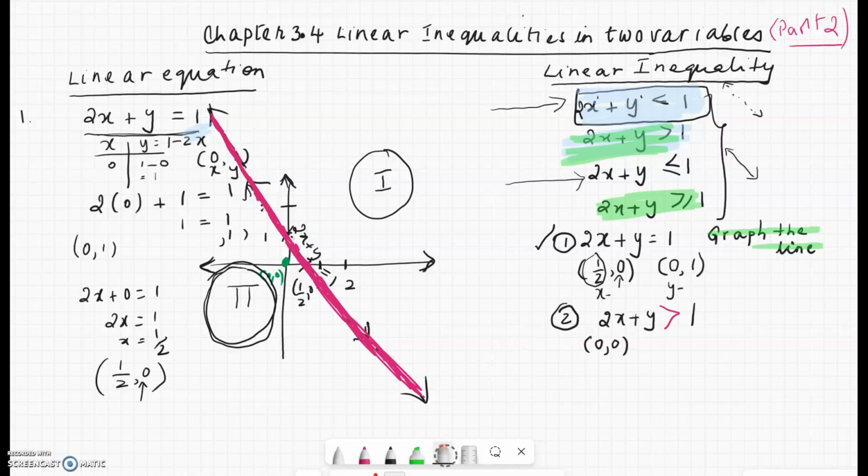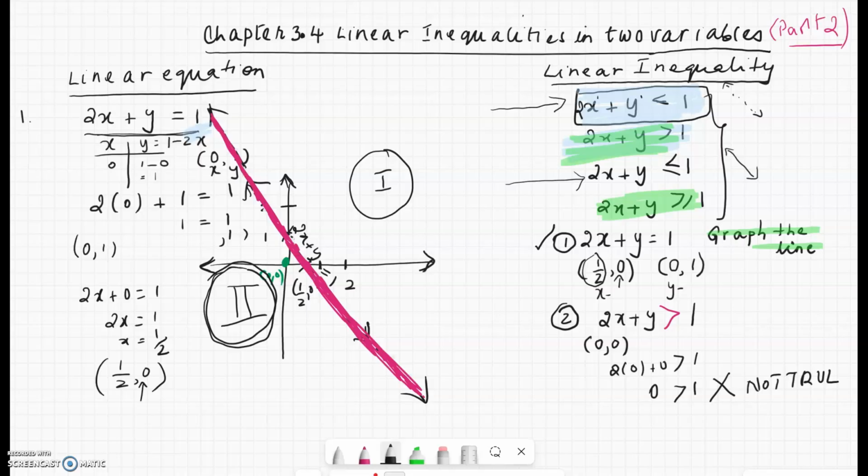We plug in the point 0, 0. Plug in one sample point from one of the two regions that this line divides the entire plane into. It's either from region 1 or region 2, but pick an easy point. Okay, so that's region 2. We pick an easy point, 0, 0. Plug it in. 2 times 0 plus 0 is greater than 1. 0 is greater than 1. Not true.